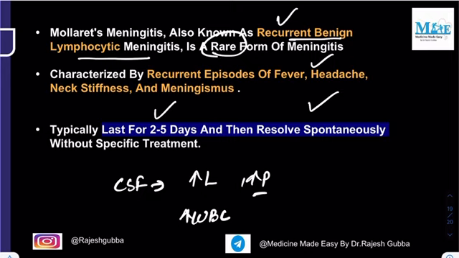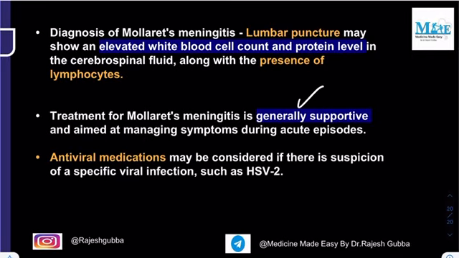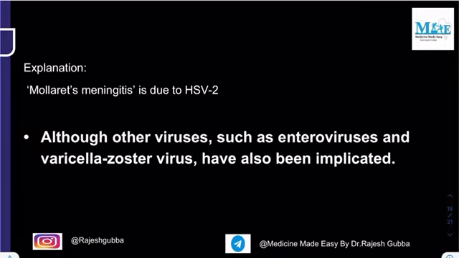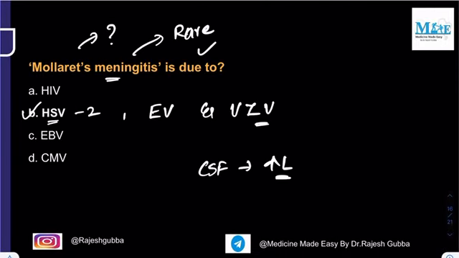Now, is there any role of antiviral medication? Usually the treatment is supportive, that is symptomatic treatment. Antiviral medication may be considered if there is suspicion of a specific viral infection such as HSV2. That is the point when you need to give the antiviral medication. So that is about Mollaret meningitis, the one which is caused by HSV2.